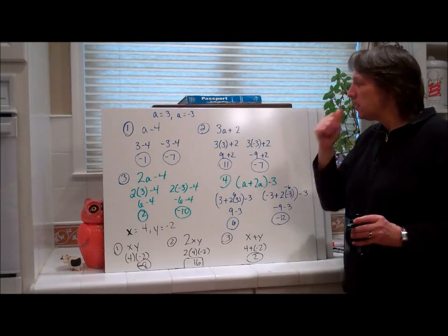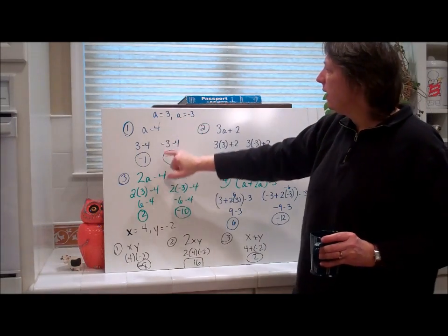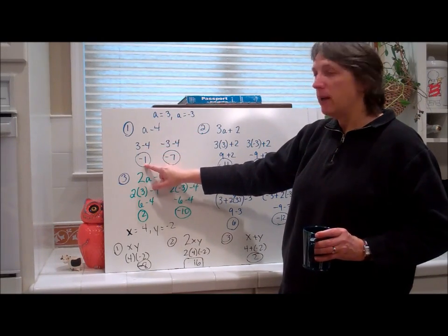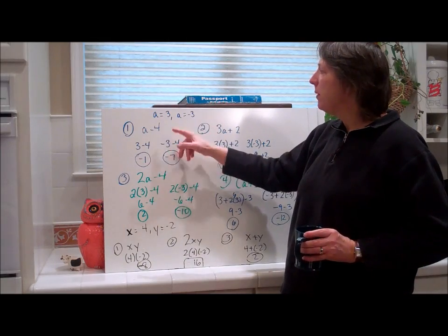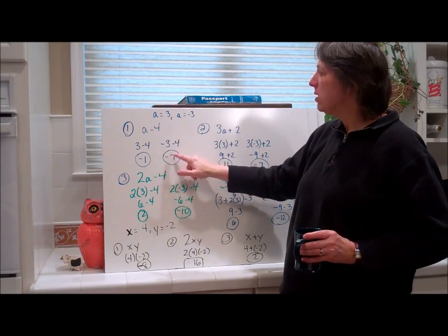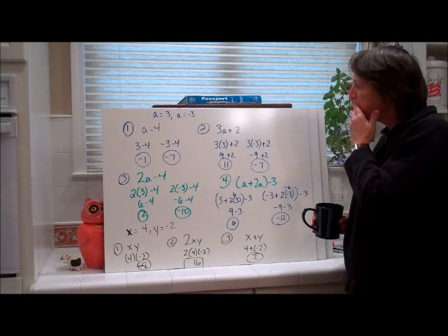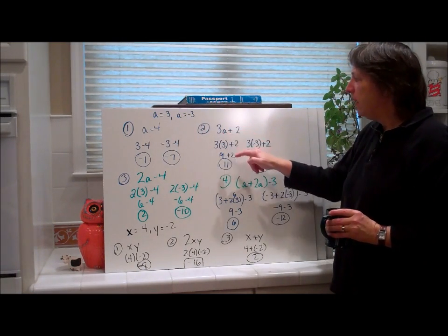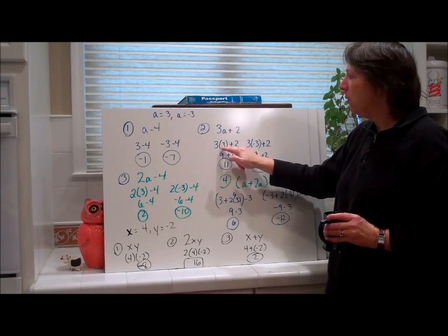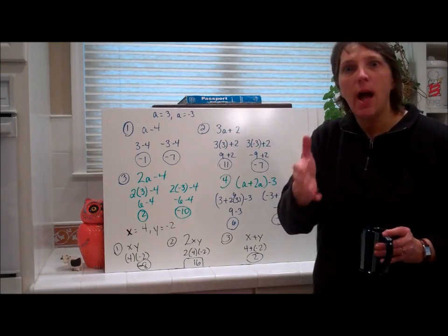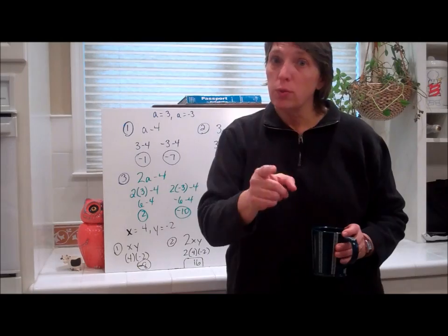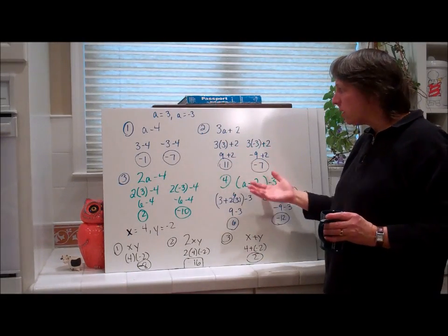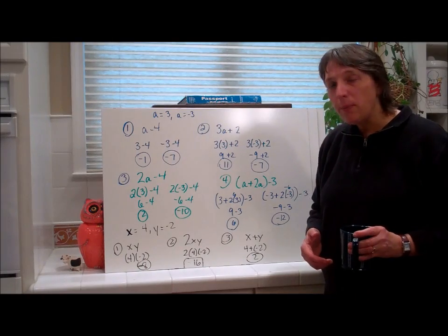Here's the solutions. We plugged in, and I plugged in a 3 for 3 minus 4, and I got -1. And then I do the problem again, and I plug in a -3 minus 4, and I get -7. If you notice here, what does 3a mean? It does not mean 33 when I plug in the 3 for a. It does not mean 33. It means 3 times a, which would be 3 times 3 plus 2. We have to follow the rules of order of operations.